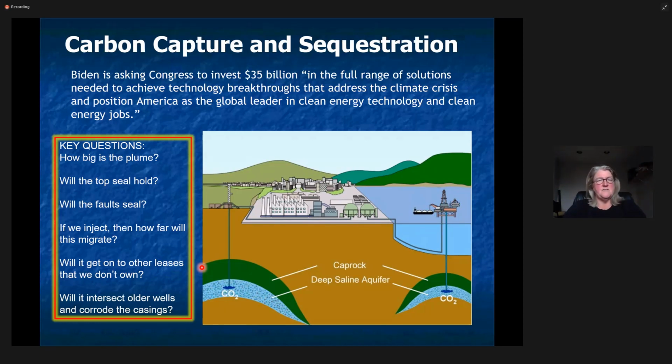Some of the key questions: how big is the plume? Will the top seal hold? Will the fault seal? If we inject, how far will this migrate? Will it get onto other leases that we don't own? Will it intersect older wells and corrode casing? Do those sound familiar? Those should sound familiar. Those are the same questions that we've been asking for 100 years as we've worked geoscience to extract resources. Now we need to answer those same questions and turn our talents towards answering some of those questions to sequester carbon back into either deep saline aquifers or some type of subsurface offshore or onshore reservoirs.